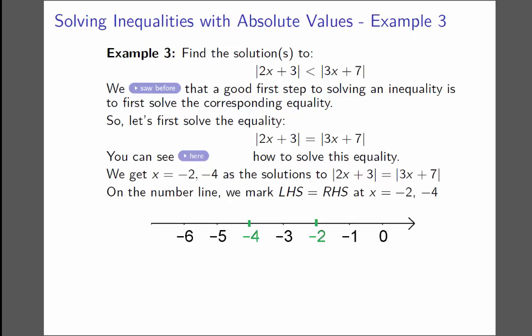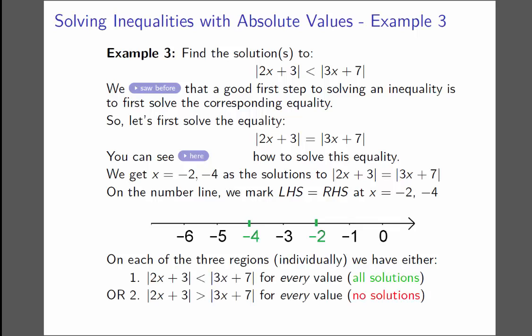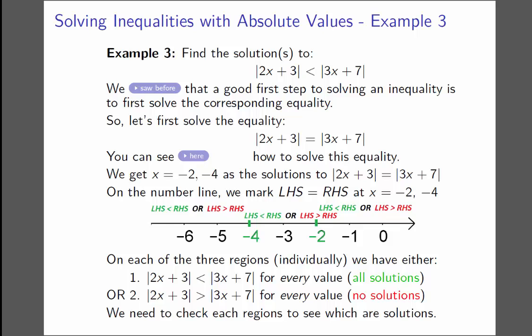On the number line, we mark where the left-hand side equals the right-hand side. Now, we know on each of these three regions individually, we have that either the absolute value of 2x plus 3 is less than the absolute value of 3x plus 7 for every value, and they're all solutions, or the absolute value of 2x plus 3 is bigger than the absolute value of 3x plus 7 for every value on the region, meaning there's no solutions on that region. So we need to check each region to see which are solutions.